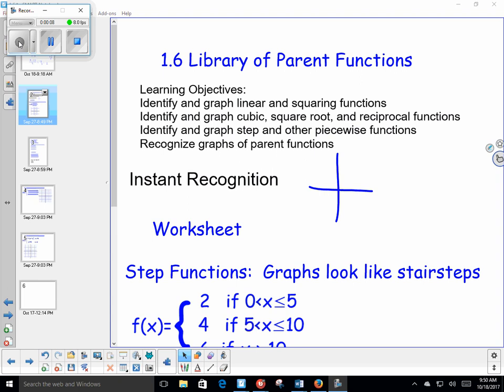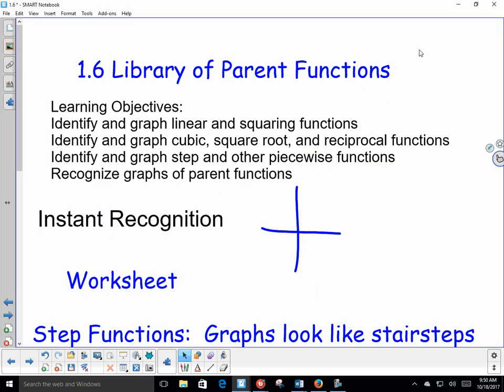All right, so we are looking at section 1.6, which is called Library of Parent Functions. Your learning objectives are to identify and graph linear and squaring functions, cubic functions, square root functions, reciprocal functions, and also identify and graph step functions and other piecewise functions, and to recognize graphs of parent functions.